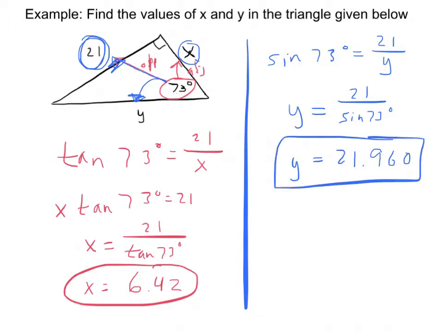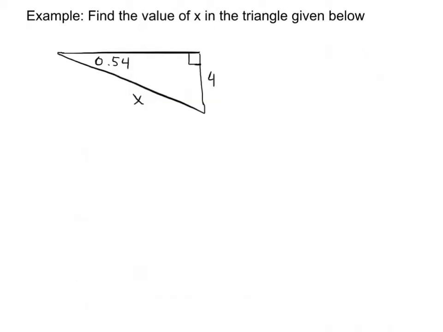Again, it's worth taking a moment to see if this makes sense. 21.960 is bigger than 21, so at least it's in the realm of possible. So let's go on and take a look at the next example. In this one, I want us to find the value of x in this triangle given below.